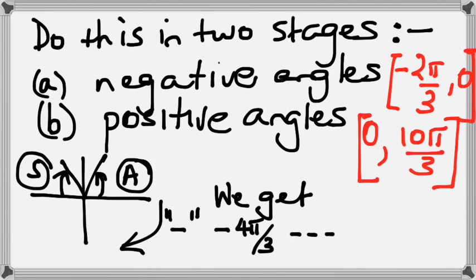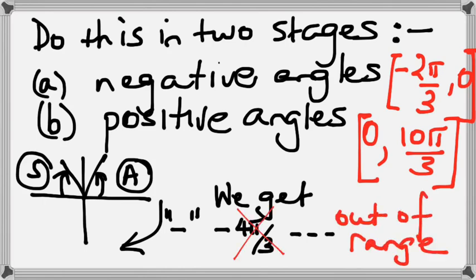Minus 4 pi on 3 is the first one, and that's not within our working domain, is it? So we've got to cross it out. It's out of range. Oh well, so much for that. Let's go for the positive ones and see if we have more success.